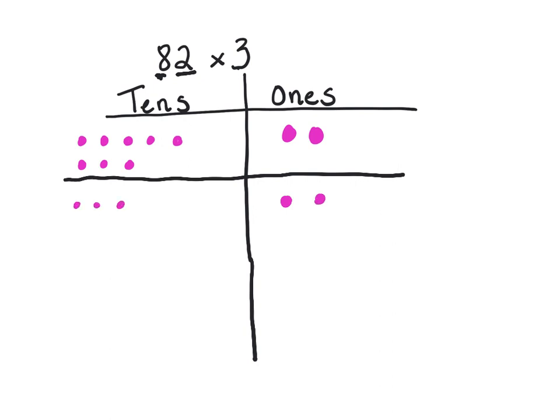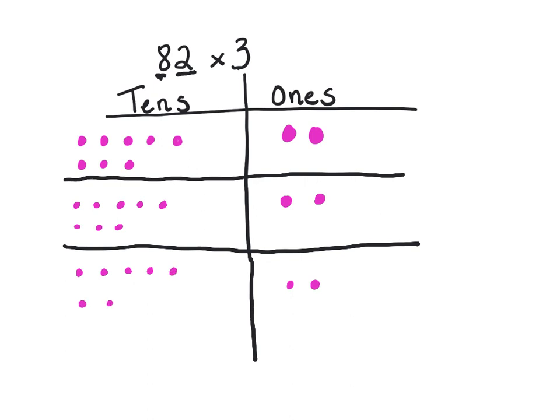1, 2, 3, 4, 5, 6, 7, 8. That's multiplying by 2 so far. Going to add another one up. 1, 2, 3, 4, 5, 6, 7, 8. And that's multiplying by 3.